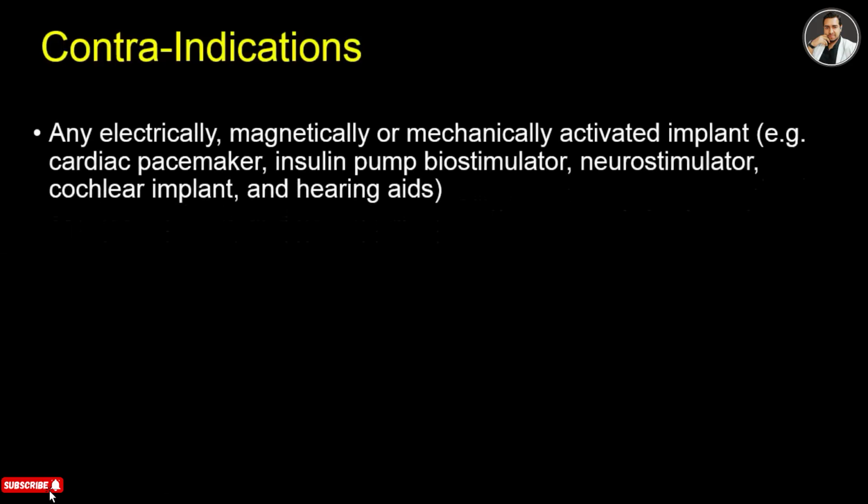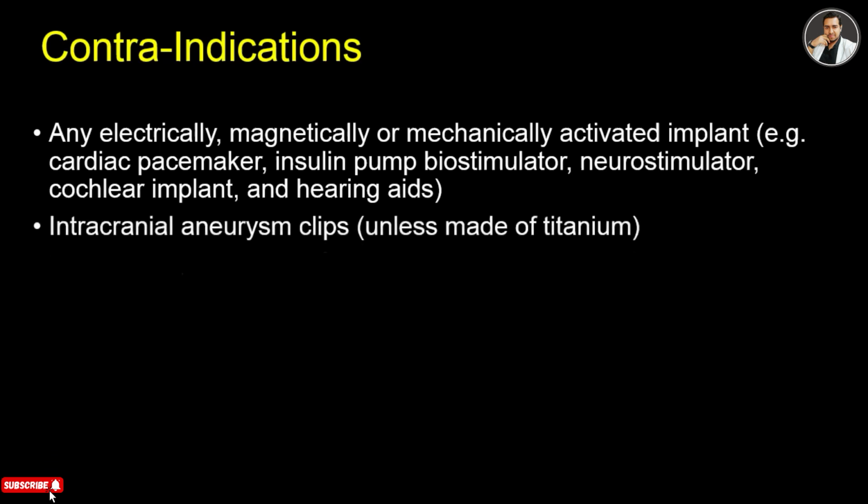The contraindications are mainly for the MRI machines, and they are the general contraindications, like patients having any electrically, magnetically, or mechanically activated implant or device like cardiac pacemaker, insulin pump, biostimulator, neurostimulator, cochlear implant, and hearing aids. So these devices are contraindicated for MRI. And then intracranial aneurysm clips, unless made of titanium.